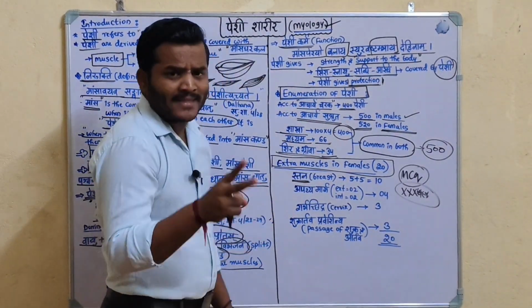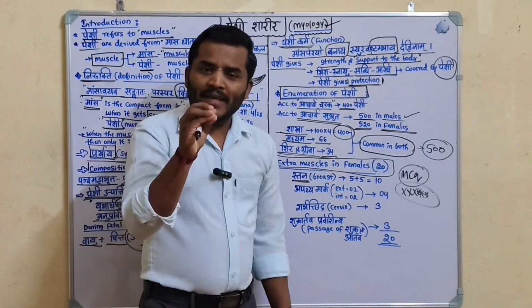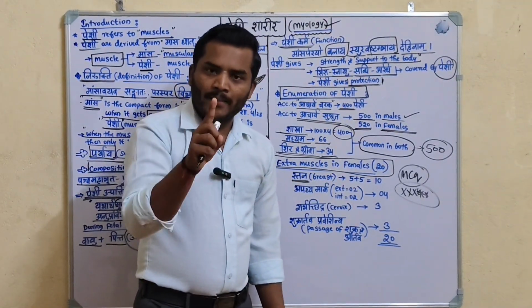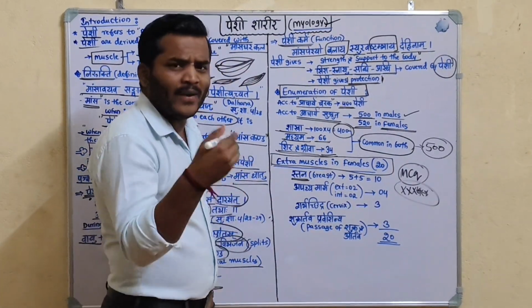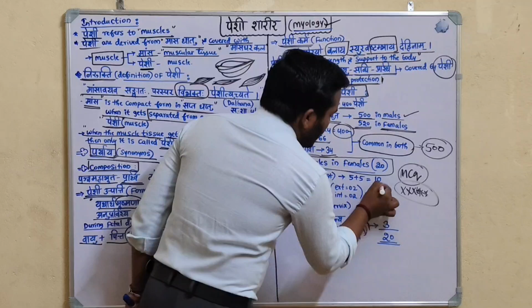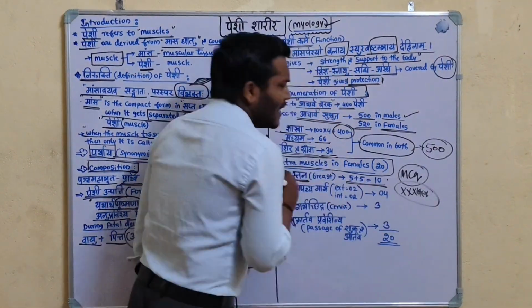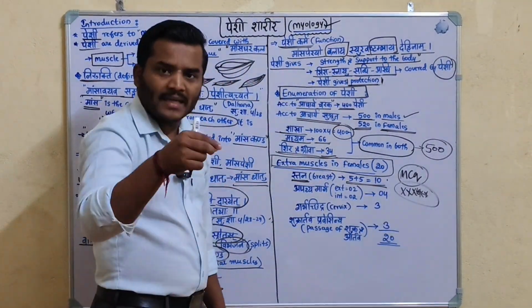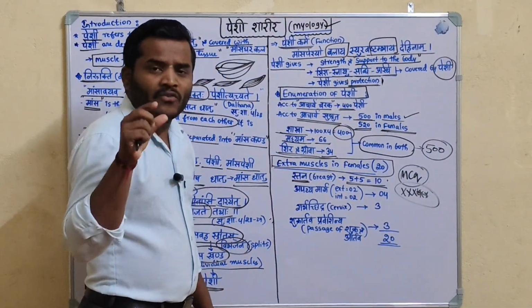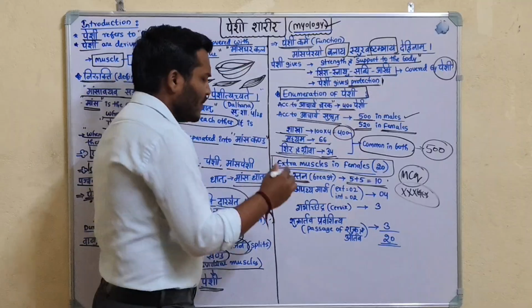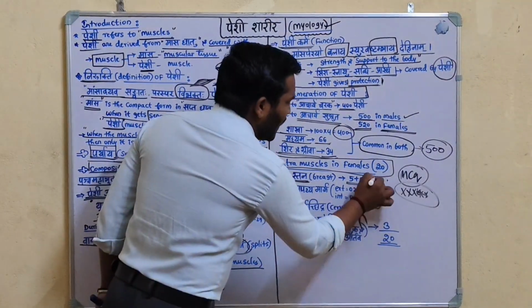How many stanas are present? 2 stana, right? 5 are present in one breast. Women have 2 breasts, then 5 into 2, कितना होगा? 10 muscles are present in stana region. Mammary glands में होता है 10 muscles, 5 each in each breast. Then कितना हो गया? 10 हो गया.